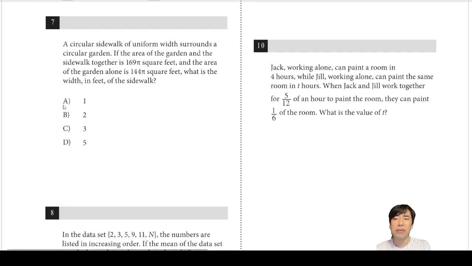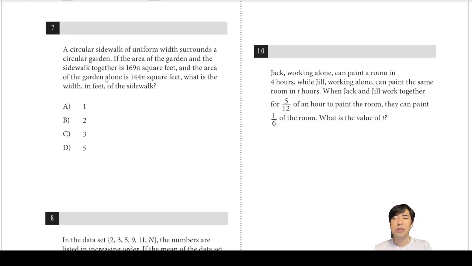Number 7. A circular sidewalk of uniform width surrounds a circular garden. If the area of the garden and the sidewalk together is 169 pi square feet, and the area of the garden alone is 144 pi square feet, what is the width in feet of the sidewalk?